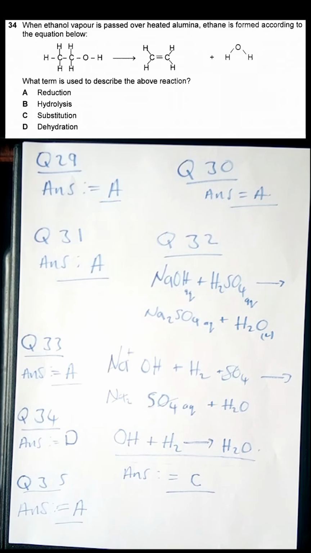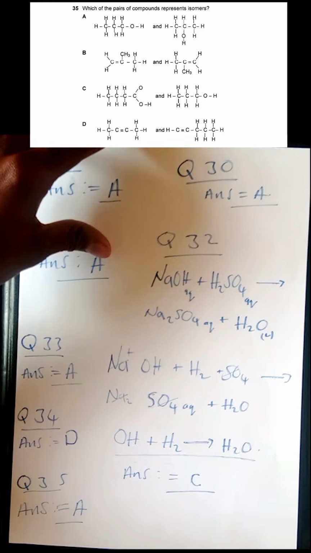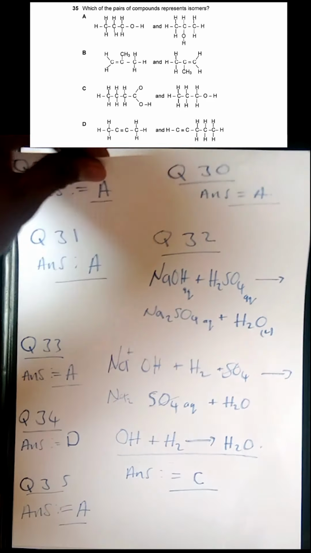We come to number 35. Which of the pairs of compounds represent isomers? The word isomers is used for molecules that have the same molecular formula but different structures. So they will have the same carbon atoms, same hydrogen atoms, but different structures. And we found those molecules to be on A. So the answer for question number 35 is actually A.